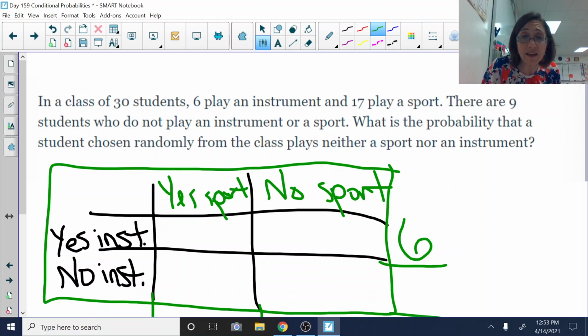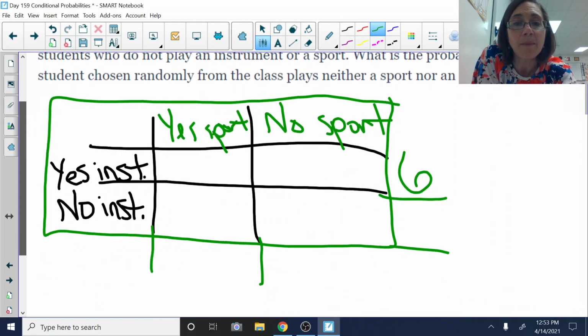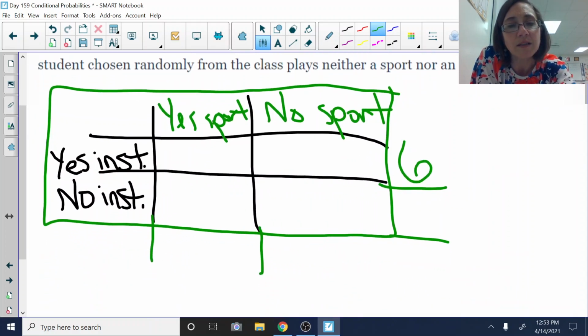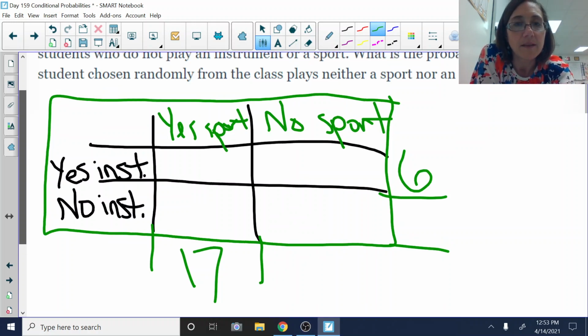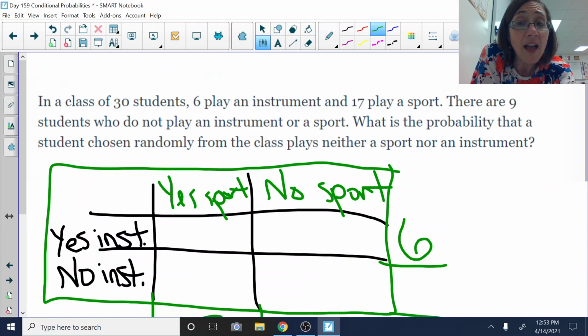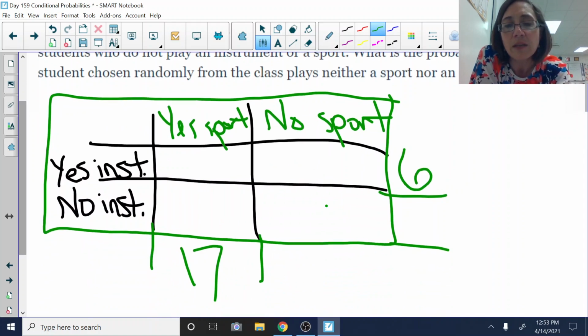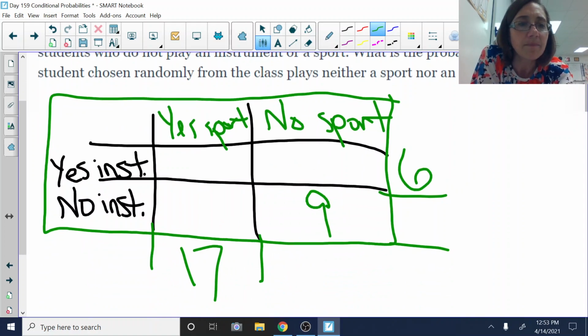Now there are 17 who play a sport. Well, the sport is my columns, and the left column is the one that says, yes, I played a sport. So those two boxes would have to add up to 17 if I added up and down here. Those two are the yes sport people. There are 9 kids who don't play an instrument or a sport, so they are no kids. So these kids are right here. There's 9 of them.